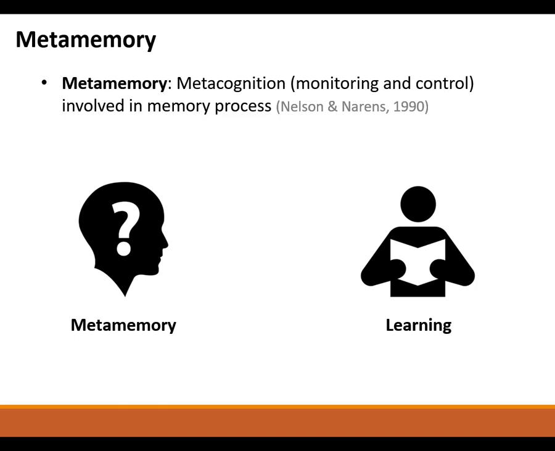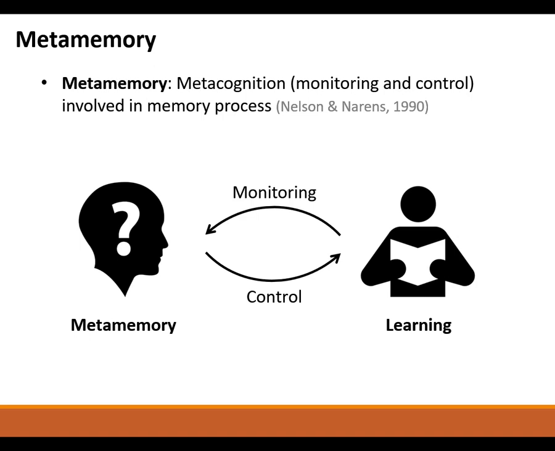For example, when we try to learn some new materials, such as learning new words or pictures, we often need to use our metamemory system to monitor our learning process. For example, we often try to predict or evaluate our memory performance in the test. Based on the results of the monitoring system, we can then control our subsequent learning process, such as try to use more efficient learning strategy to help our learning.